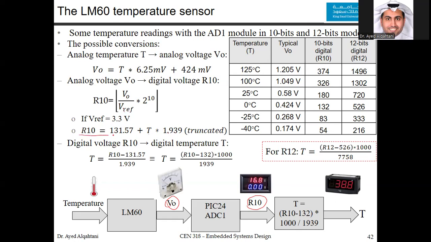How did we find this? We just plug in the value of V naught right here, and we did the calculation. We know the VREF, we know 2 to the power of 10 is 1024, and we know the slope and the y-intercept of the analog temperature. We plug in, we do some mathematical manipulation, and we found this value.